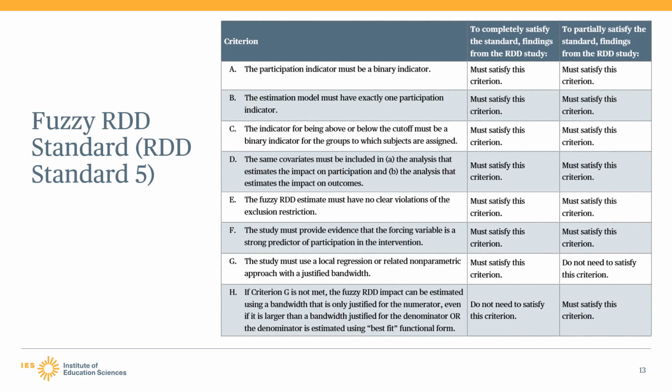The fuzzy RDD standard includes 8 criteria, criteria A through H, that are used for reviewing evidence from fuzzy RDDs. For the ease of discussion, hereafter we will refer to these criteria as RDD Criterion 5A, 5B, 5C, and so on. This table, which can be found in the WWC Procedures and Standards Handbook, or the Handbook, summarizes the 8 criteria that are used to determine whether the study completely or partially satisfies the fuzzy RDD standard. You see here that to completely or partially satisfy the fuzzy RDD standard, studies must satisfy the first 6 criteria, and the last 2 criteria are what distinguishes whether a study completely or partially satisfies the standard, based on what approach the authors used to estimate their models.